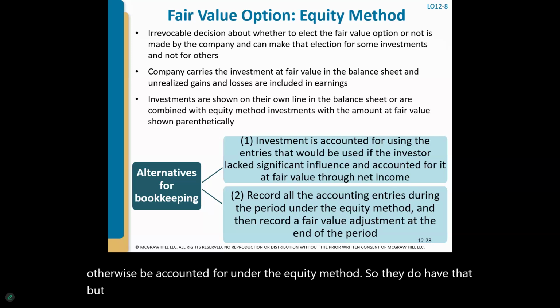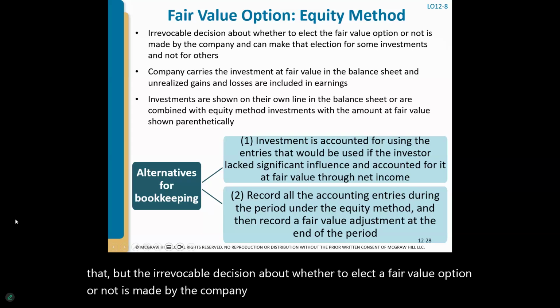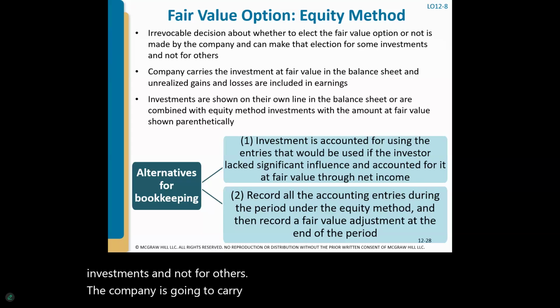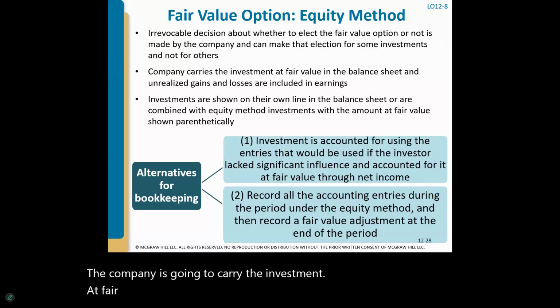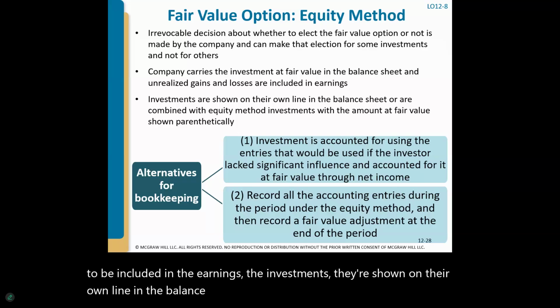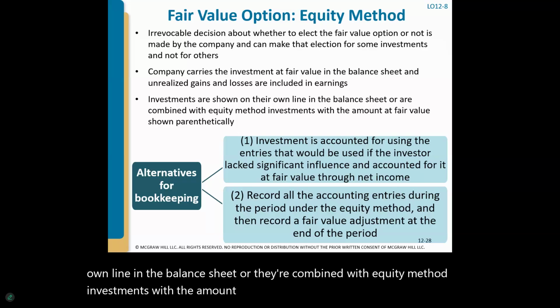The irrevocable decision about whether to elect the fair value option or not is made by the company, and they can make that election for some investments and not for others. The company is going to carry the investment at fair value in the balance sheet, and unrealized gains and losses are going to be included in the earnings. The investments are shown on their own line in the balance sheet, or they're combined with equity method investments with the amount at fair value shown parenthetically. So there are some alternatives for bookkeeping.